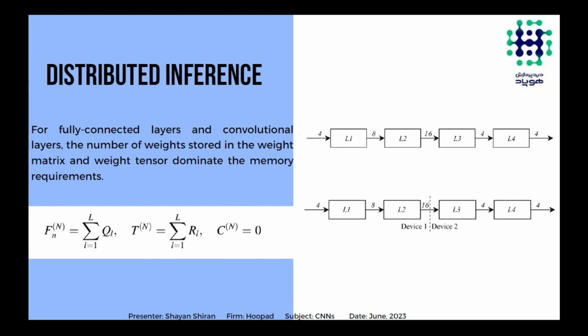The inference runtime. We can calculate the number of weights here, and it's, for example, 4 times 8 plus 8 times 16 plus 16 times 4 plus 4 times 4. This is how the weights are calculated, and we can get the memory footprint.